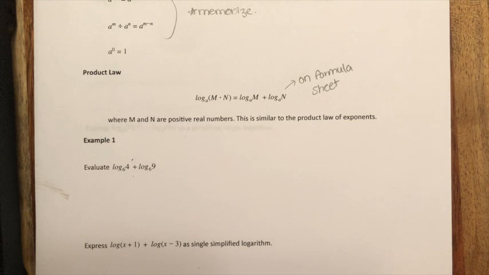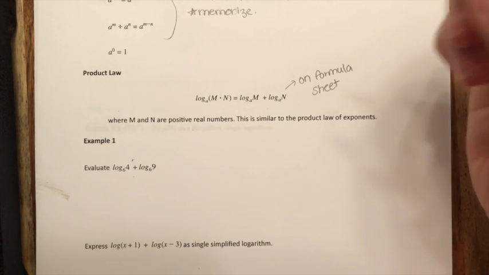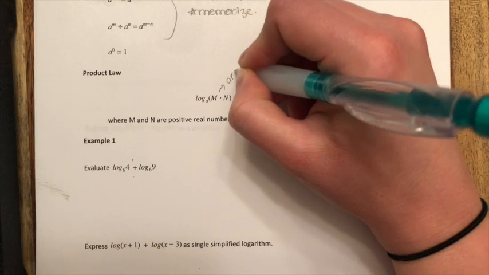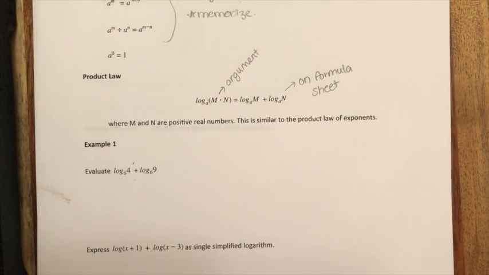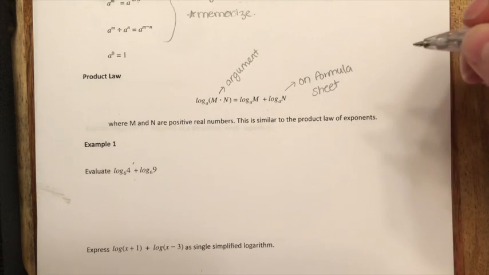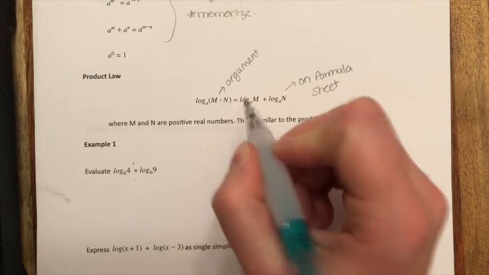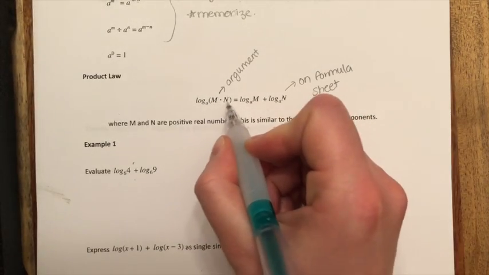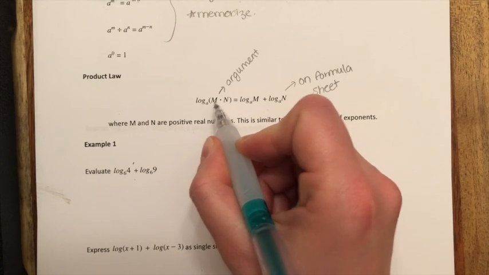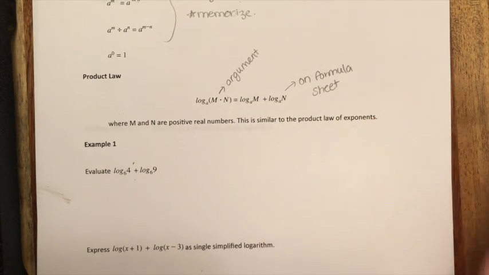just so you guys know, this is called the argument. I talked about yesterday how it was what you're logging. I guess I should tell you the official term for it. It's called the argument. So if you have the argument of the log, and it's two different things being multiplied, we add those as two separate logs.